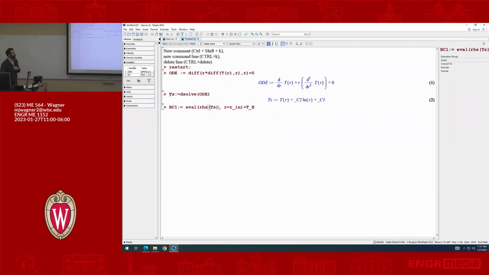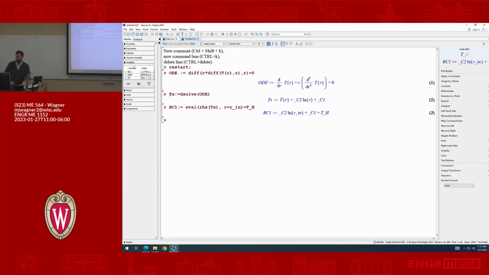Right, sorry for making you guys erase, but OK, so we're evaluating the right-hand side of TS at R equals Rn and assigning that to be equal to TH. We're saying that it is equal. So hopefully I've got everything here. OK, so we do that.